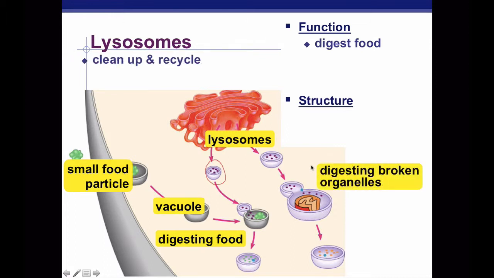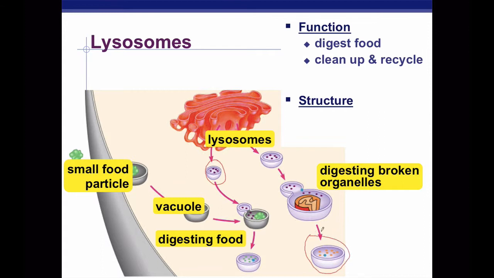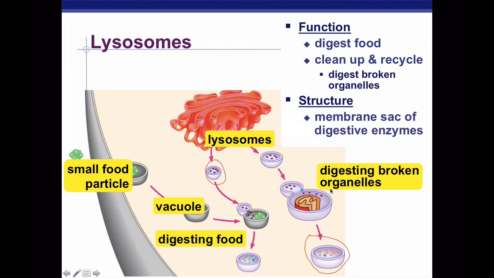It also is going to clean up and recycle. So here it looks like some broken down mitochondria, and it's going to fuse and digest it. The reason it's digesting is it's going to use those parts to build something else that it needs for its little cell body. The structure is made of a membrane sac of digestive enzymes.